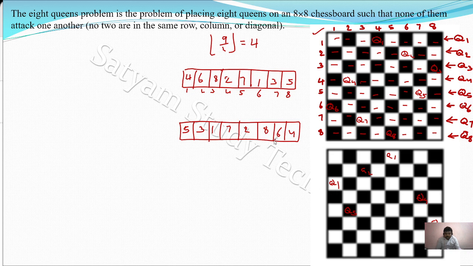Q7 is placed in the 6th column, and Q8 is placed in the 4th column. Now you can see in each row only one queen is there, and the same holds for each column and diagonal. So this is another solution.